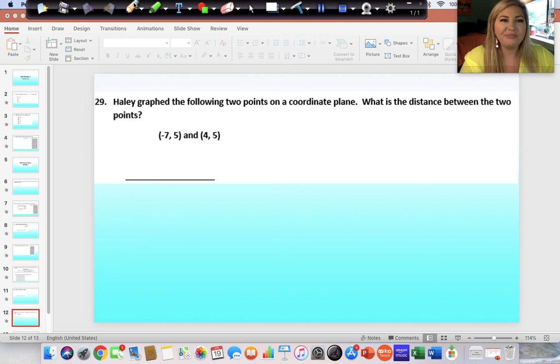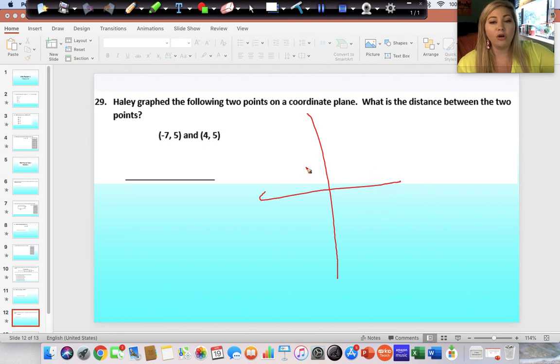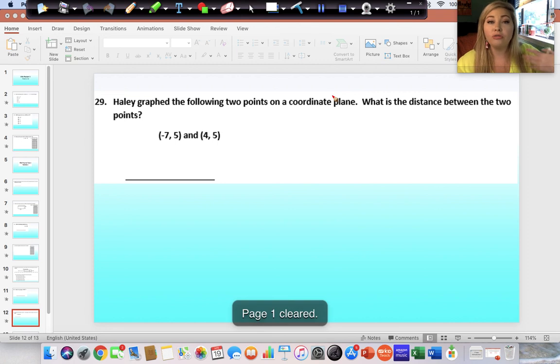Okay, Haley graphed the following 2 points on the coordinate plane. What is the distance between the 2 points? Well, you could simply draw this. If you had a coordinate plane, you could draw it on the coordinate plane, mark your points, and then count the distance between the two. So you could do that if you had a coordinate plane to work with.